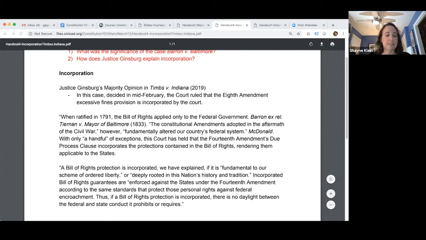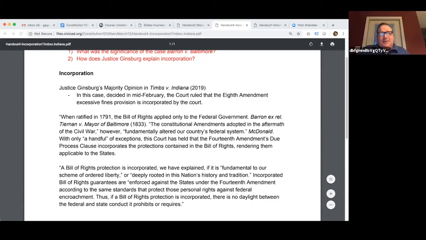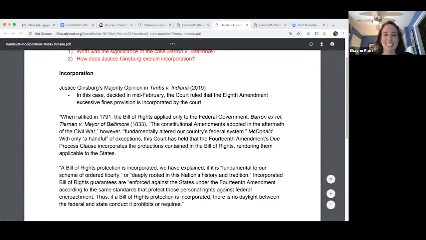As a result of the Timbs case, and recently, just a few years ago now, McDonald v. Chicago with the Second Amendment, most of the Bill of Rights, with very few exceptions, has been incorporated. So you guys can correct me if I'm wrong here, but I think what has not been incorporated is the Third Amendment and the grand jury provision of the Fifth. I don't know if anybody has anything else, but pretty much most everything's been incorporated at this point. I used to say excessive bail, but I guess I can't anymore, Shane. That's right. Yeah, I think we got the Eighth Amendment fully incorporated now.